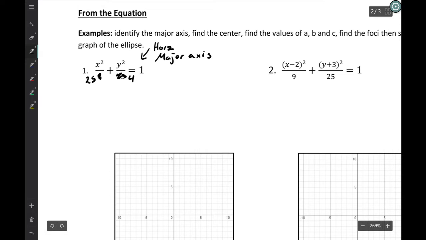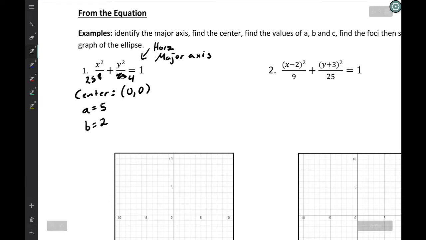And when I do these, I go through the same process. I say, what is the center? Well, the center is going to be 0, 0. Okay, very exciting there. And then I look for A. Look at the numbers underneath. The bigger one, square root of it, is A. So 25, square root of 25 is 5. So A is 5. And B is the square root of 4, which is 2.